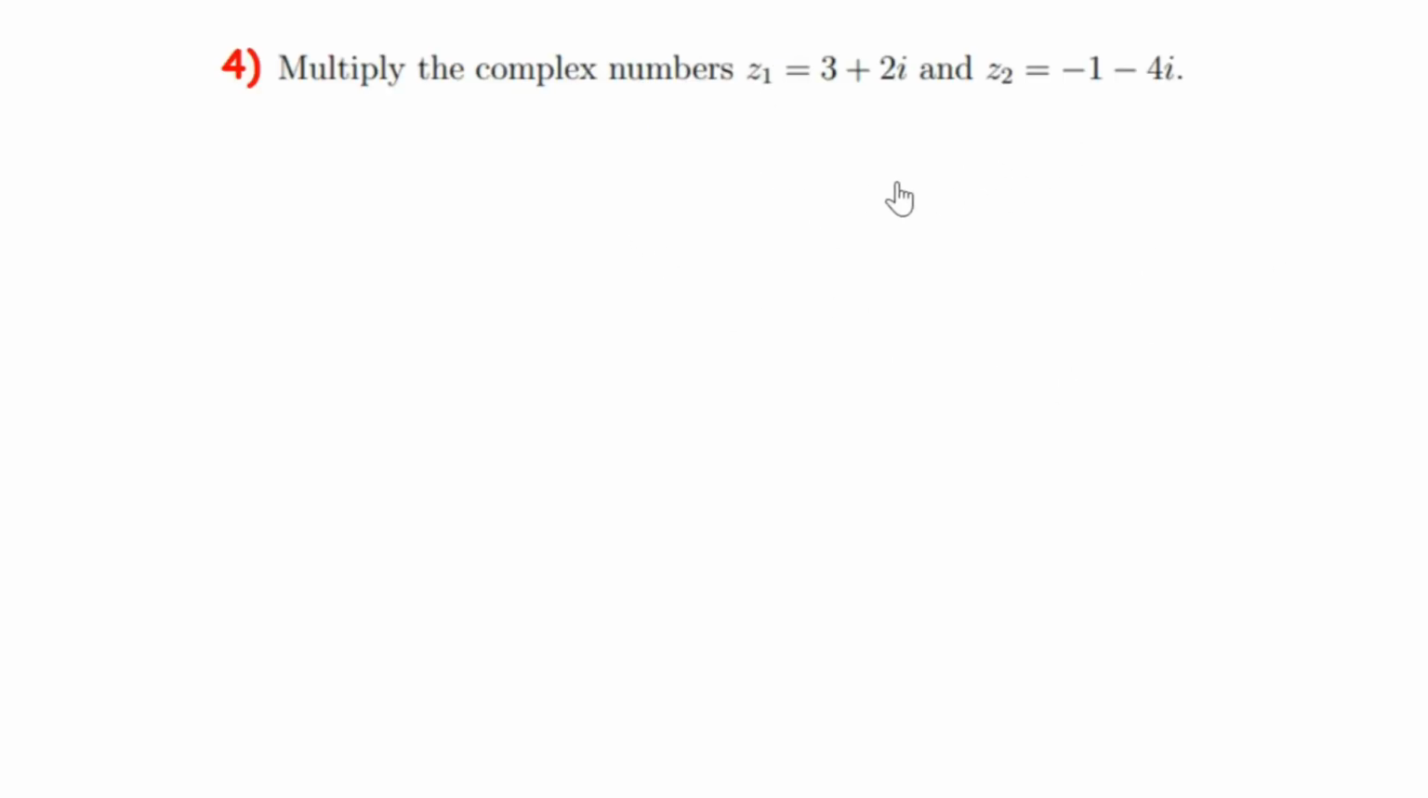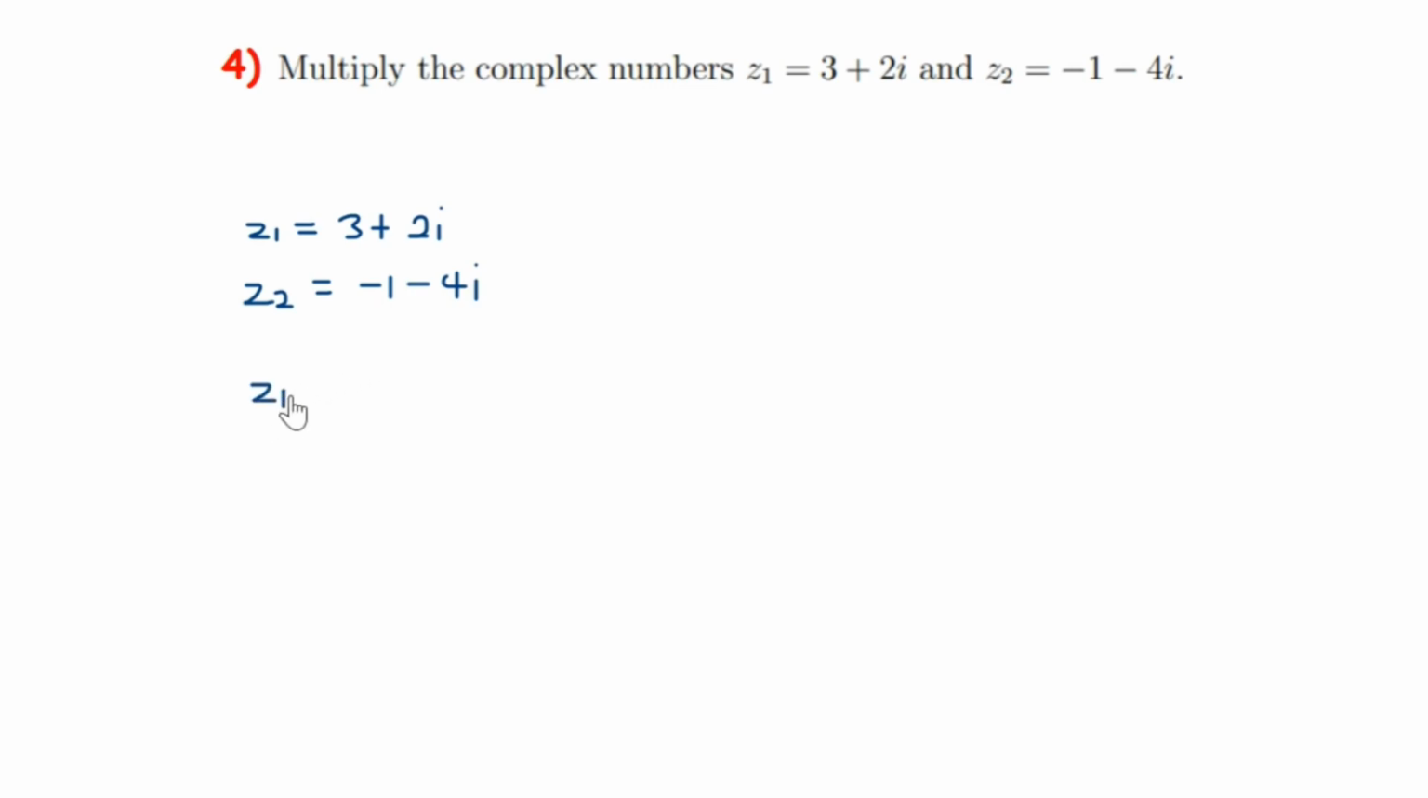So with this question, you have to multiply the complex numbers z1 and then z2. So we know that z1 equals 3 plus 2i, and then z2 equals minus 1 minus 4i. Okay, so that's z1 and then z2. So you have to multiply these two. Okay, so let's look at how that's going to be.